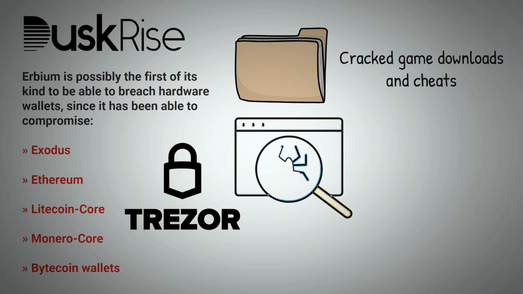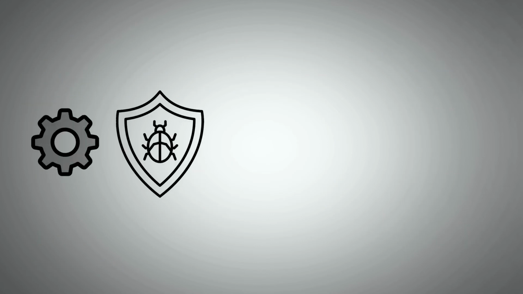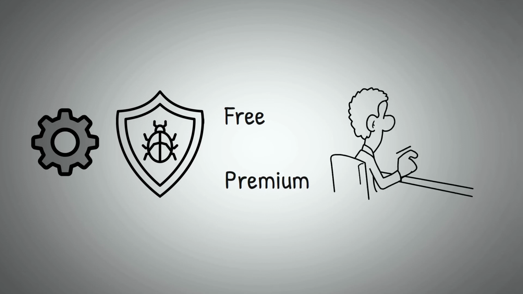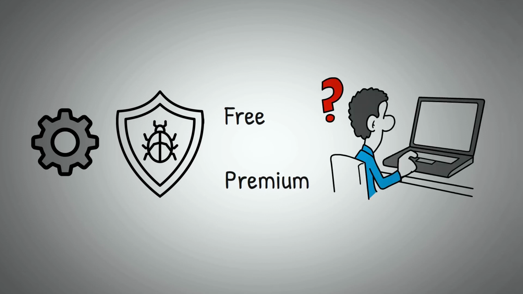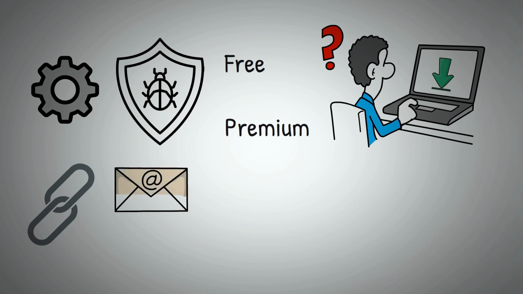However, as is the case with many viruses, Erbium will likely be used to infect email attachments and other downloads in the near future. Currently, users should prioritize updating their antivirus software or installing a new one, whether it be free or premium. If a user has any questions about the efficacy of their antivirus software, they should refrain from downloading anything from an unknown source, such as a link in an unsolicited email. Users should always verify the sender's email address before opening any attachments.